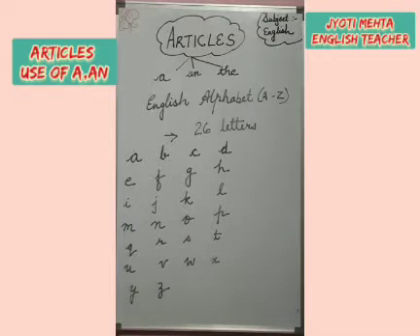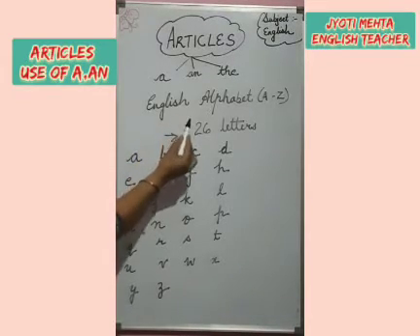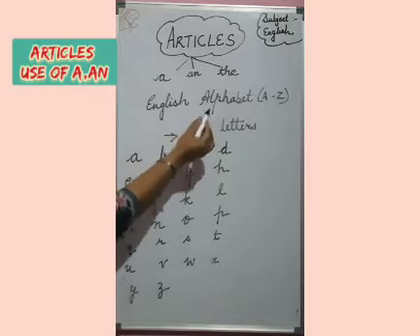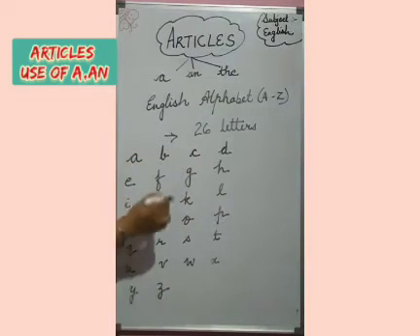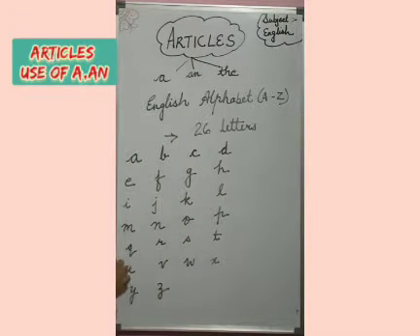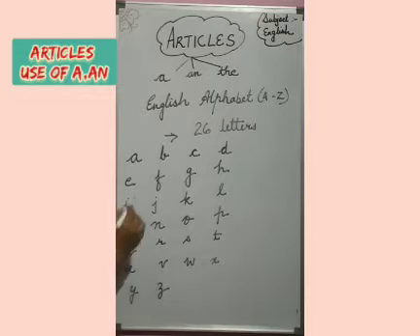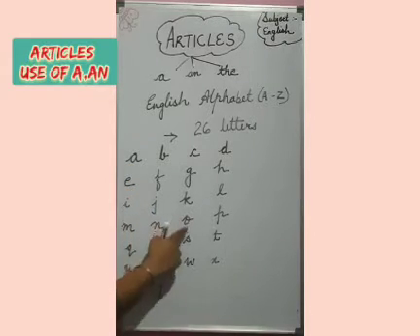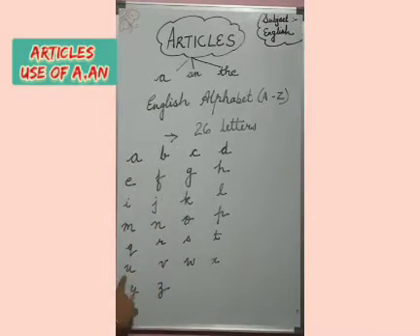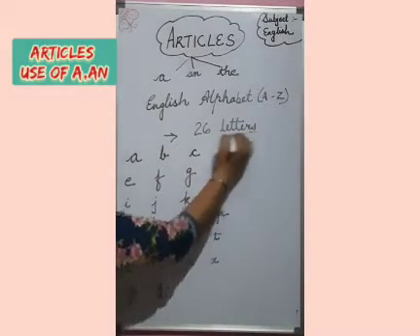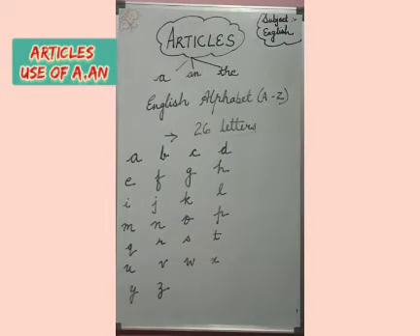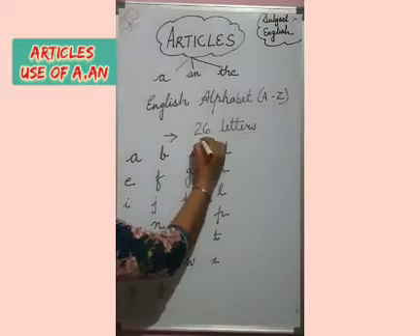So children, you know that the English alphabet consists of 26 letters in all. Of these, the vowels are A, E, I, O, U. And the rest of them are consonants. So, how many letters are there? There are 26 letters. Right?